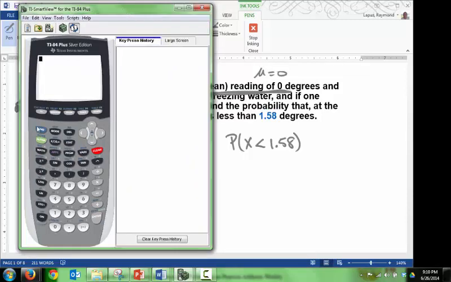So let's go to second function vars, which is a handful of distribution. And the first two are the normal PDF and normal CDF. Okay? Let me tell you now, in this class, you will never use normal PDF. You will never use normal PDF in this class. So whenever you're dealing with the normal distribution, it's always normal CDF.